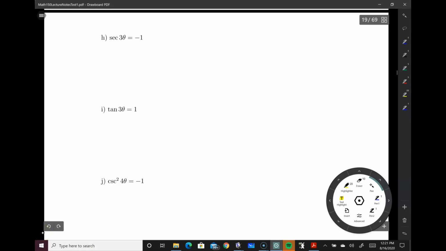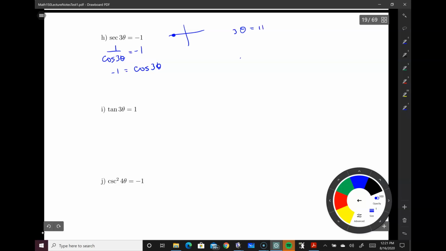All right, so I see secant here. I like to think in terms of sines and cosines, so I would rewrite this as 1 over cosine of 3 theta. Cross multiply, so cosine of 3 theta is -1. So that happens at the angle pi. So the angle 3 theta is equal to pi plus any 2k pi multiple. So dividing through by 3, 2k pi divided by 3.